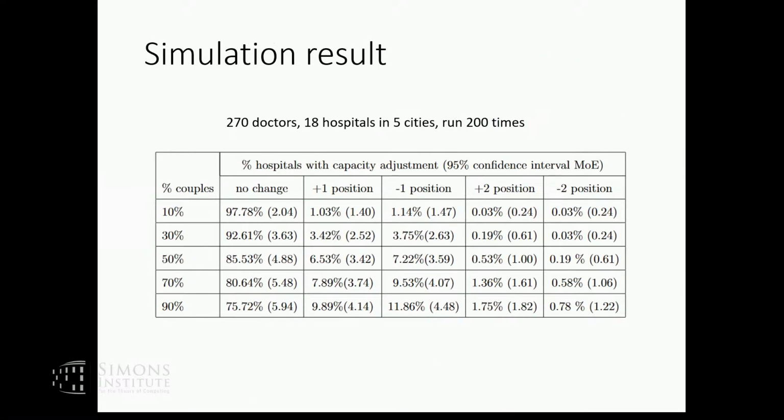So we ran some simulations on this data, 270 doctors, 18 hospitals, run 200 times. And it turns out in practice, it works much better. So even if I have 90% of the doctors belonging to couples, I only really violate 1 position for each hospital.